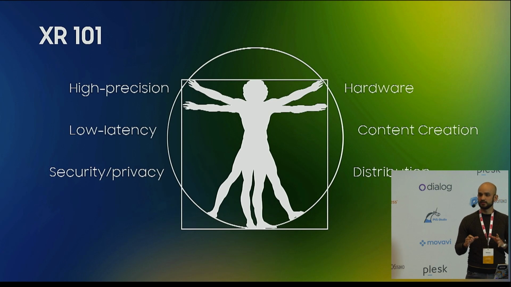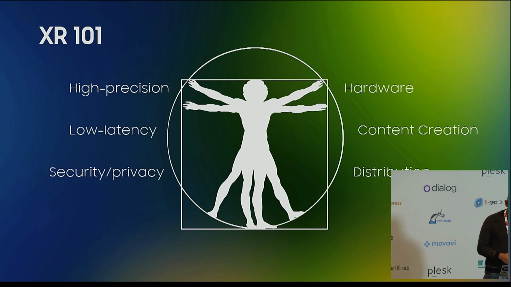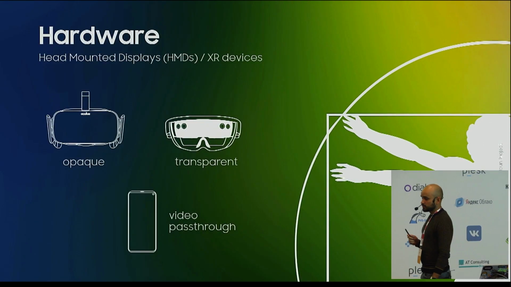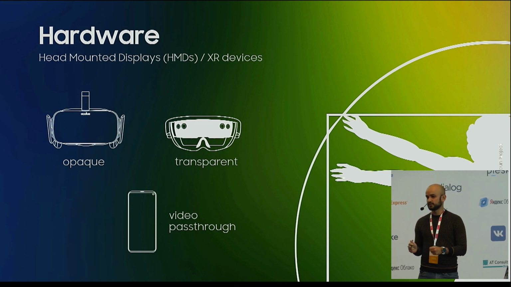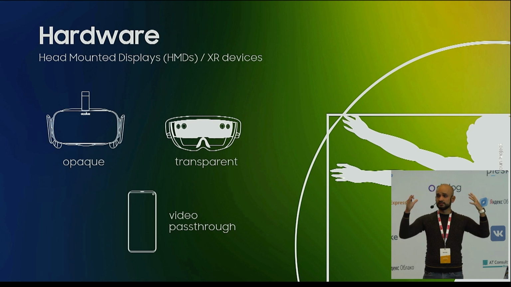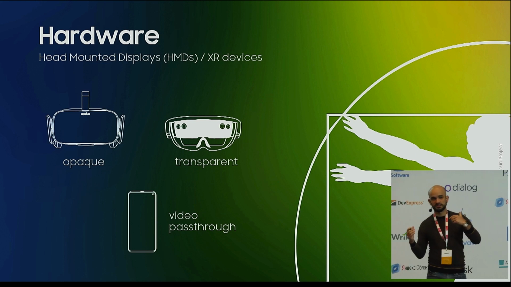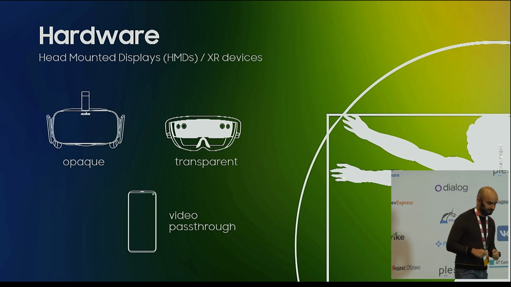On the other side, there are some things that I want to get clear before we start talking again about specification: hardware, content creation, and the distribution. And we're going to be talking about the current state of all these three right now. Starting with hardware. When we're talking about hardware, you could think about head-mounted displays or other XR devices. Other XR devices could be, for example, a phone, or stationary screens that are moving in reaction to how you are actually moving.